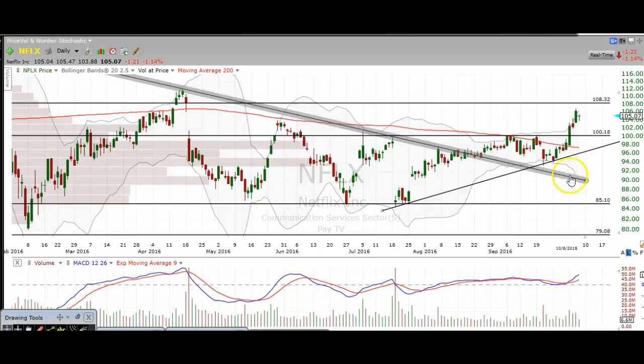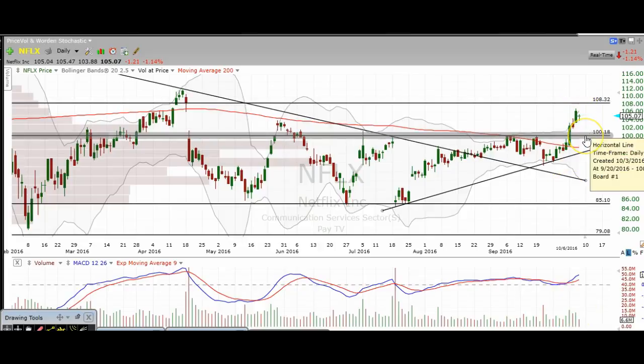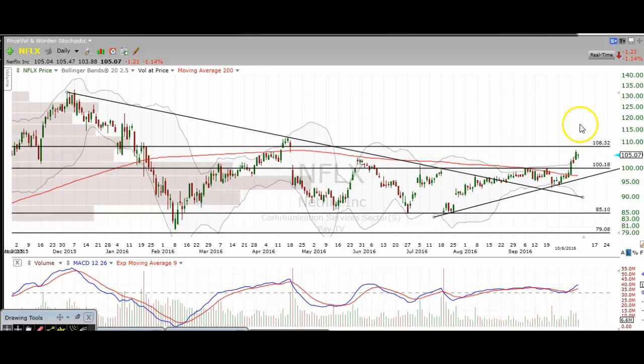Okay, nice action here. So if we get a retest down to $100, that's going to be a gift. And I think that's a good long entry right there. We're over the 200-day moving average as well. Netflix, definitely a bullish chart, and I think it heads higher in the near term.